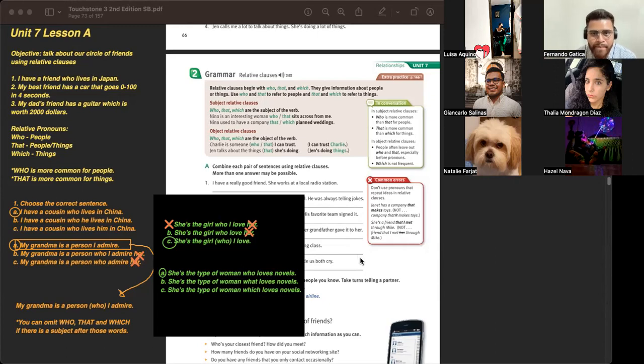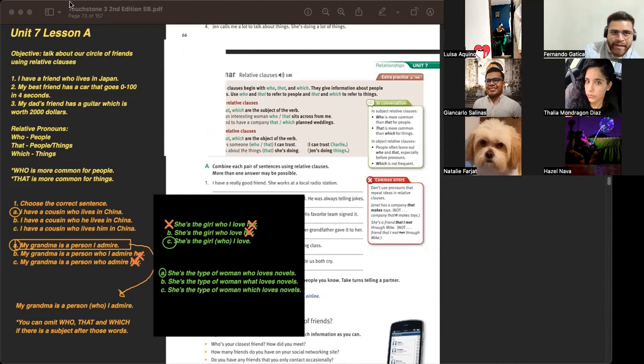Yeah. But letter B also can be correct or not. Porque what es como que también, ¿no? Pero se puede usar para personas. Ah, no. En este caso, what es solo para preguntas. What is only for questions. Okay. Es que la palabra que tiene muchos significados, ¿no? La palabra que en inglés puede ser what. Obviamente, qué con tilde.